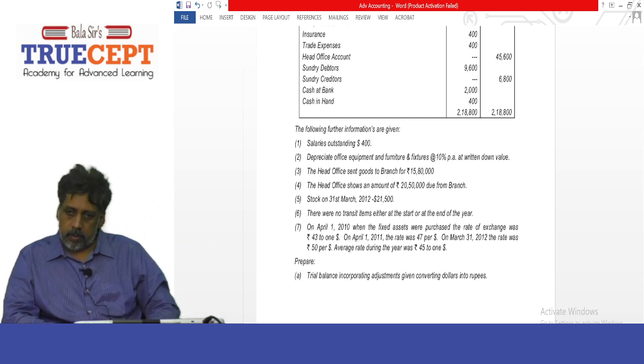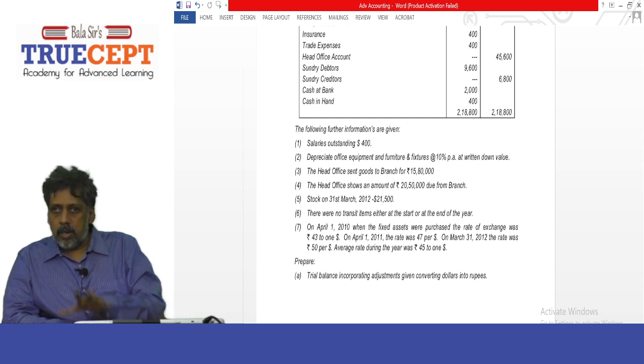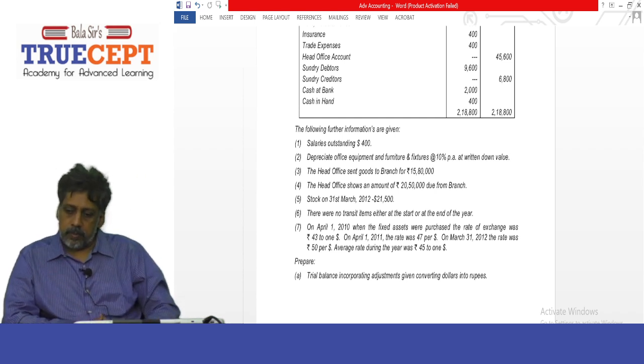Yes, sir. Now, last item, on 1st April 2010, when the fixed assets were purchased, the rate of exchange was 43 rupees to $1. Okay, this rate is not relevant because it is a non-integral foreign operation. Next. On 1st April 2011, the rate of 47 rupees per dollar. On 31st March 2012, the rate was rupees 50 per dollar.